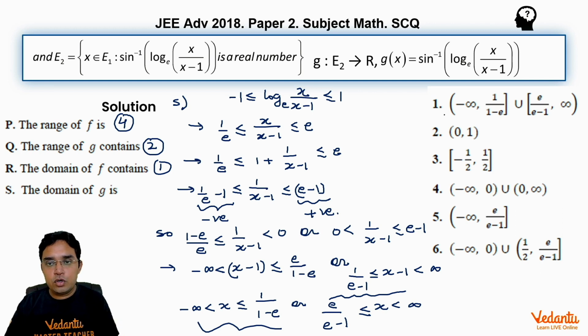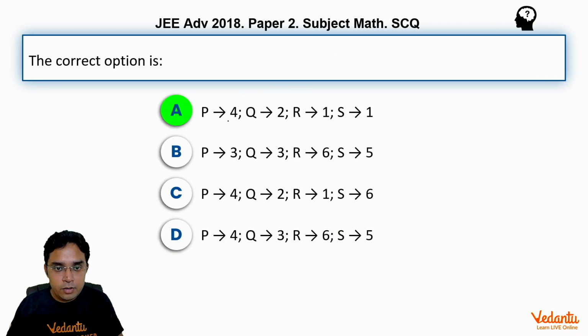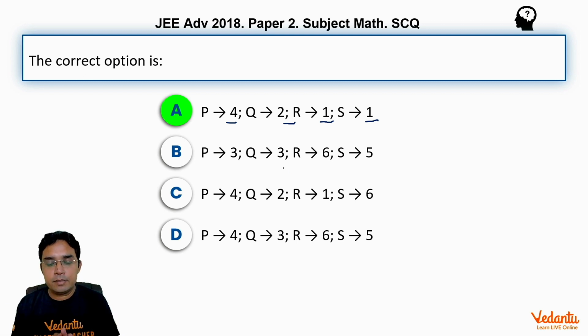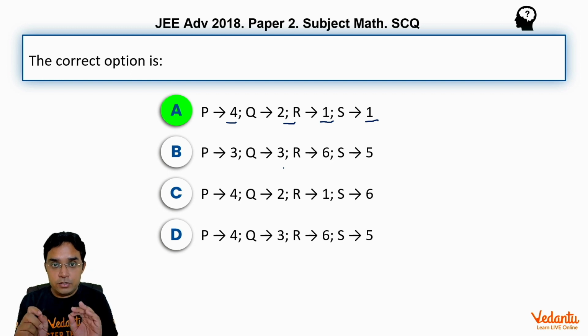So the answer here should be 1. In option A, it is given 4, 2, 1, 1 only. In other options, the order is something different. So the only correct option can be A. So this completes my solution for this question.